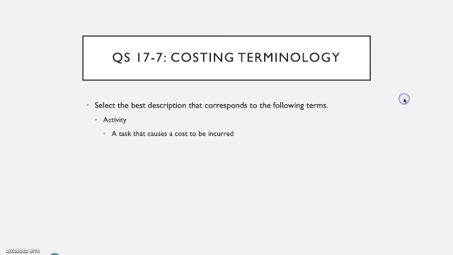Activity. Activity is a task that causes a cost to be incurred. This is probably the most obvious one, as whenever you do something, that would be an activity.